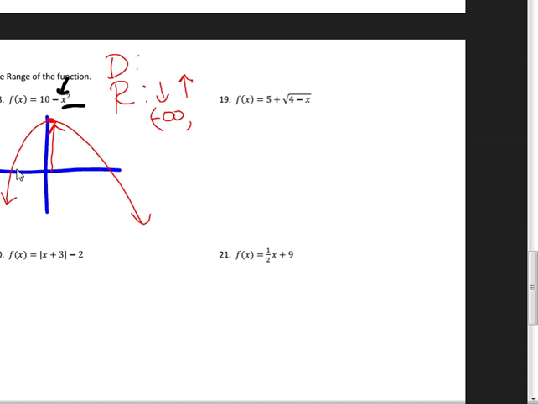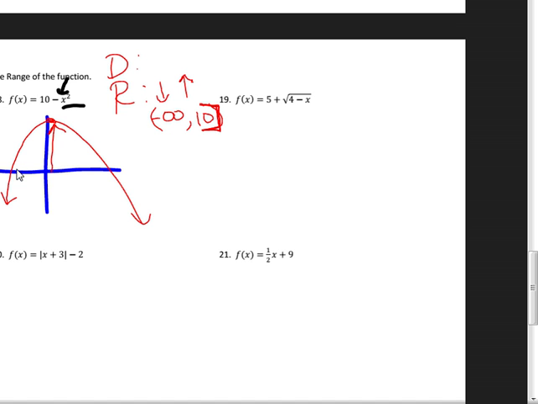The highest it ever reaches is 10. It never touches the infinity, but it does touch the 10, so it needs a bracket around the 10. That's your range of this function, from -infinity to 10. It was easy once I saw the picture.